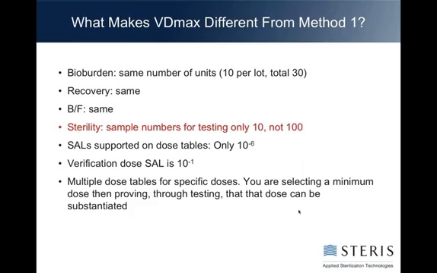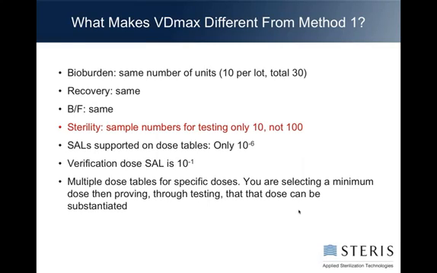The dose tables don't have on them those other SALs that you saw on the method 1 table, so they don't have the column for 10 to the minus 3, 4, and 5. The verification dose is a sterility assurance level of 10 to the minus 1. That relates to the fact that you're only testing 10 samples.